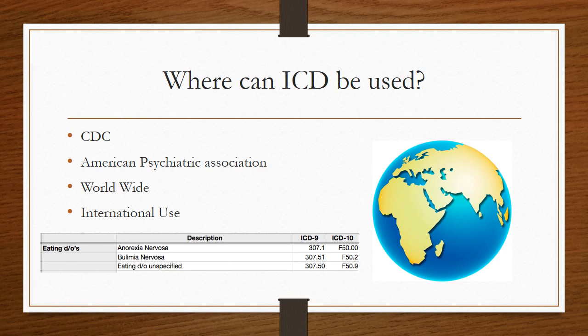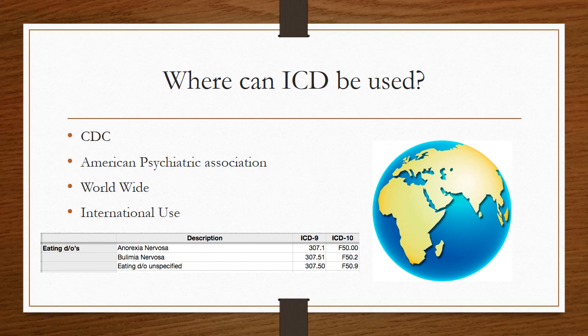ICD codes can be used in numerous ways. The CDC, or the Center for Disease Control, uses ICD coding in order to provide a code for a patient's cause of death. The American Psychiatric Association uses ICD coding to organize mental health disorders such as depression, schizophrenia, multiple personality disorders, and more.